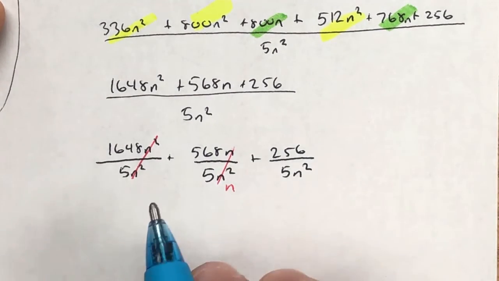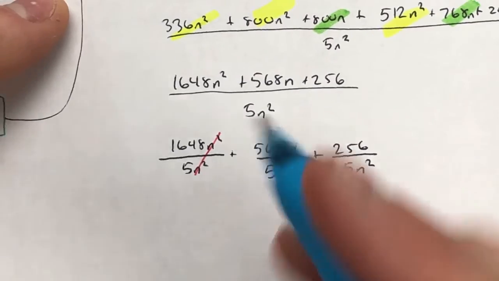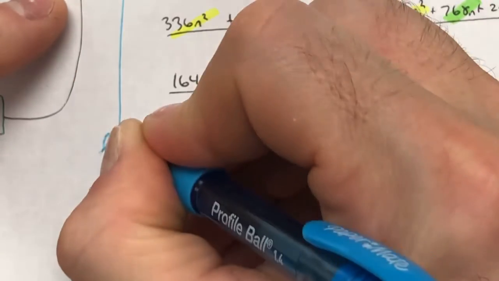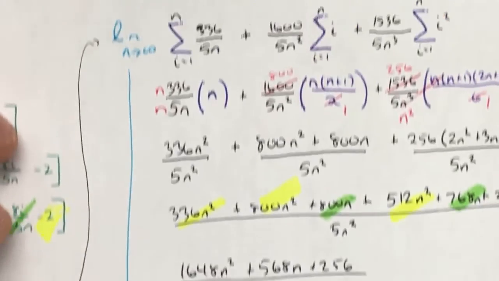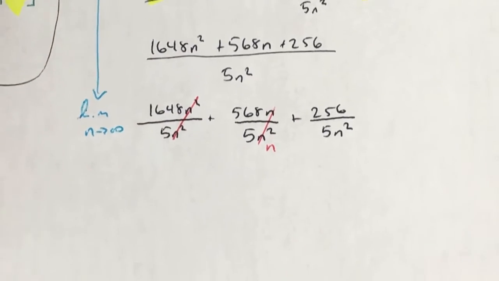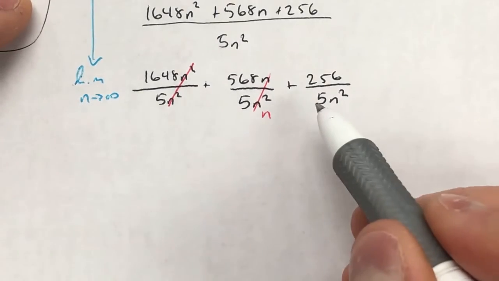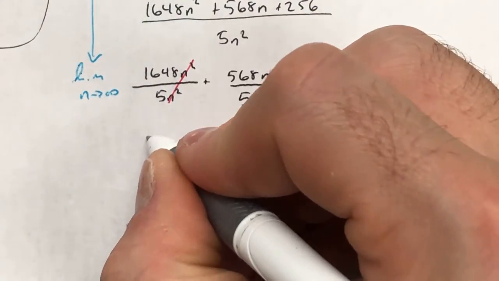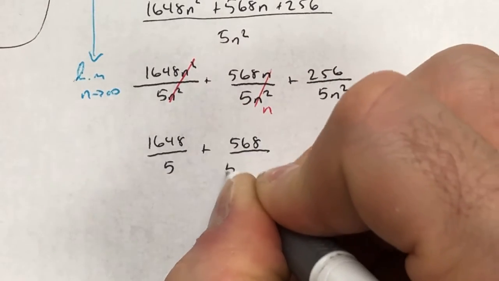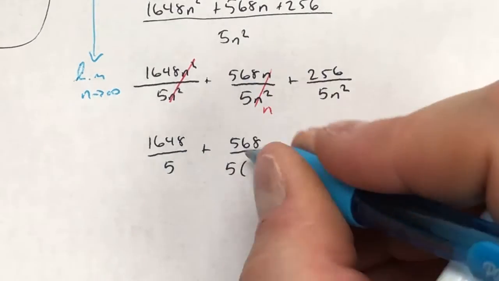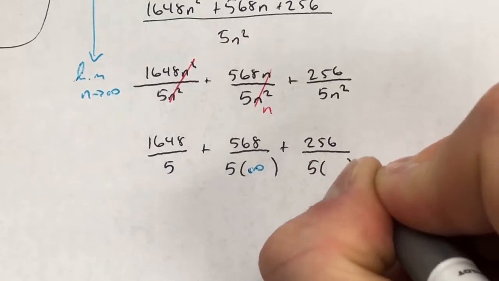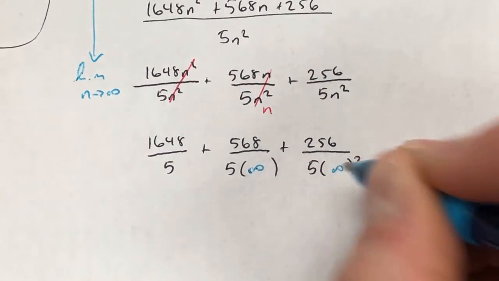And now this is the last stage before we put the limit. So I'm going to make sure that my limit notation is included all the way down. So everything from up here has included a limit notation, and that's the last one that doesn't. So now I can go ahead and rewrite this with the limit plugged in. Over 5 times the limit that we've plugged in is infinity. We're adding 256 over 5 times that limit that we just plugged in, infinity squared.